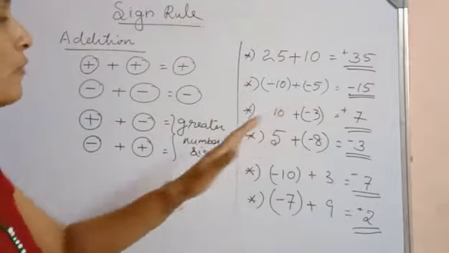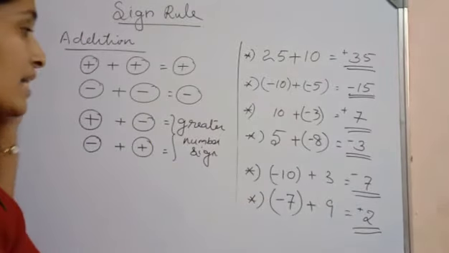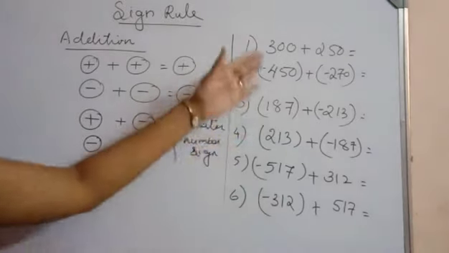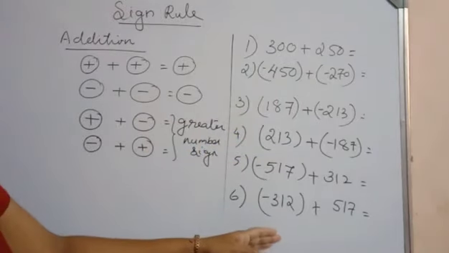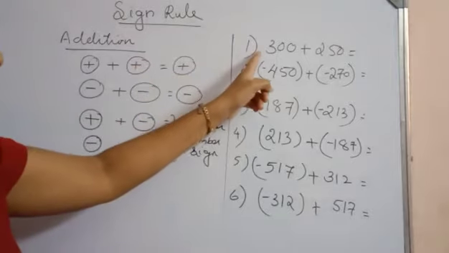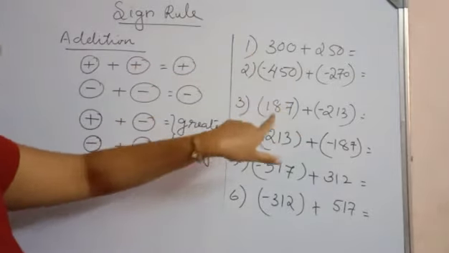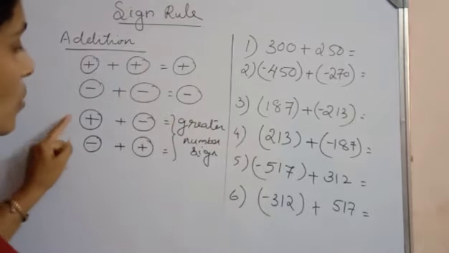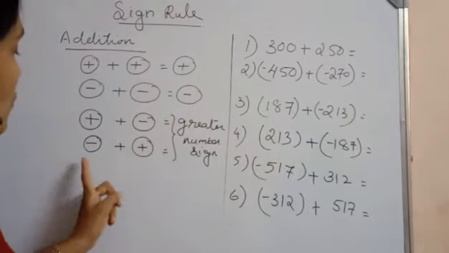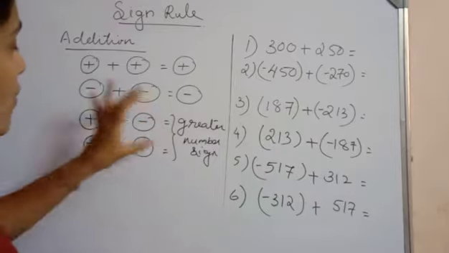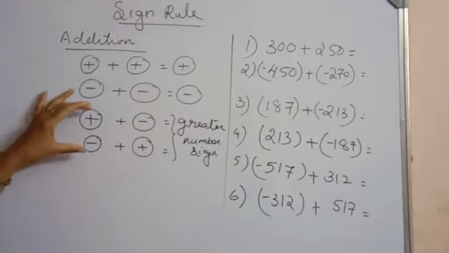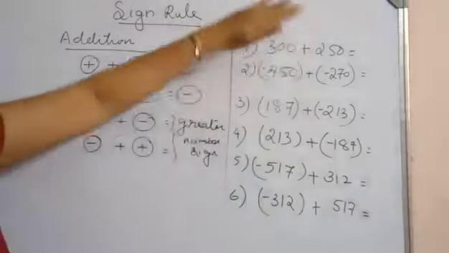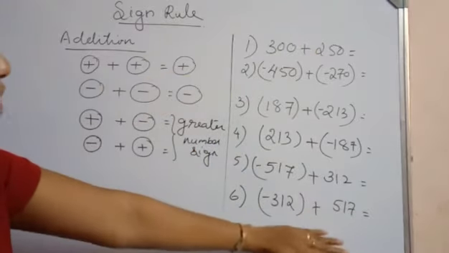These are the rules you have to remember whenever you are adding two numbers with the same sign or different sign. Now look at these questions. These are the practice questions for you. Here you have to apply the first rule. This is the second rule. Now for the third and fourth questions, you have to use the third rule, and for the fifth and sixth ones you have to use the last rule. And remember, when you are adding numbers with a different sign, you have to find the difference and give the greater number's sign. Follow all the rules correctly and find out the answer.